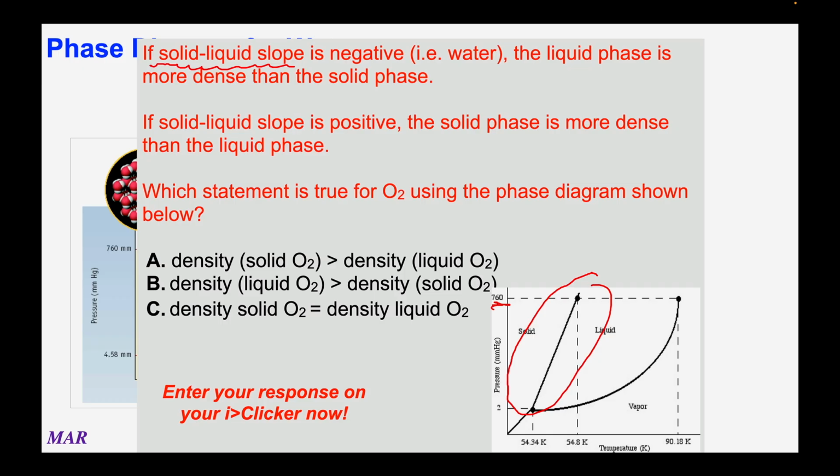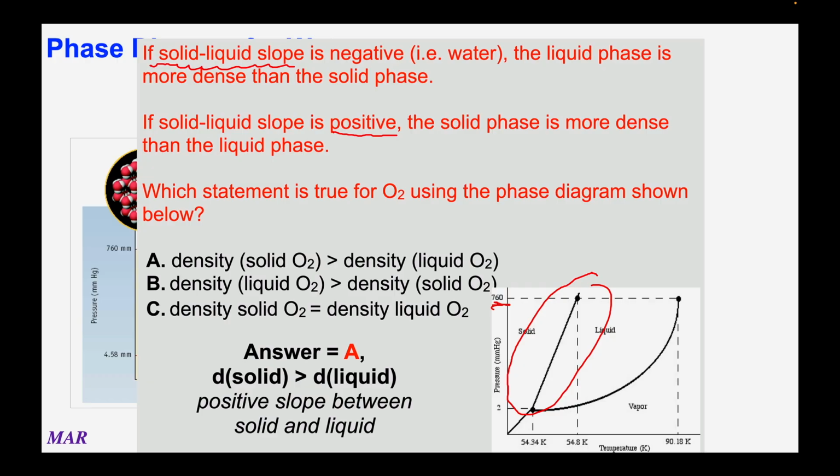Now, the solid-liquid line for oxygen right here, you can see it's increasing up and to the right. That would be a positive slope, and what that actually tells chemists is amazing. If you have a positive slope, your solid phase will be more dense than the liquid phase. So looking at the phase diagram for oxygen, we have a positive solid-liquid slope.